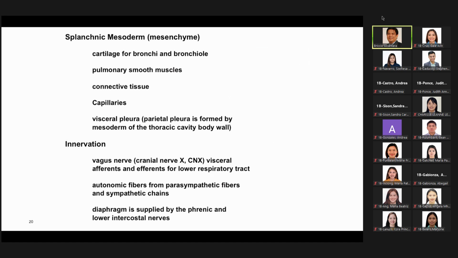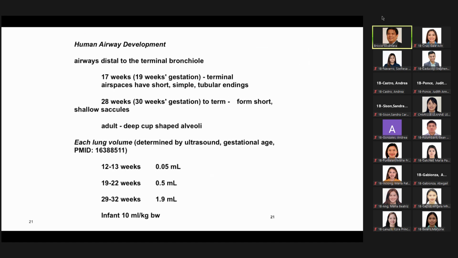Innervation. Innervation will be your vagus nerve, cranial nerve 10, the visceral afferent and efferent for your lower respiratory tract, autonomic fibers from your parasympathetic fibers and sympathetic chains, and your diaphragm will be supplied by the phrenic and your lower intercostal nerves. Okay.